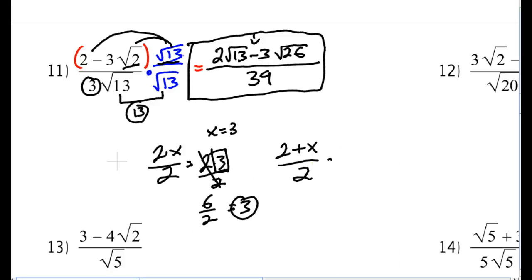But over here, what happens if you plug in 3? You get an answer of 5 over 2. That's 2.5. Do you get that same answer if you just cancel the 2's out? No, you get 3. So canceling does not work with adding and subtracting.